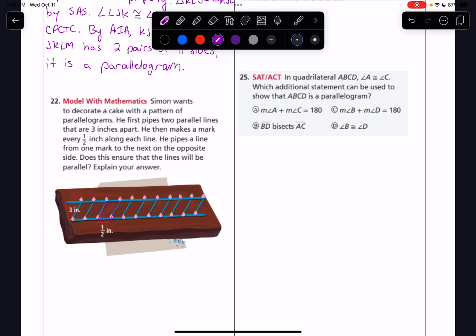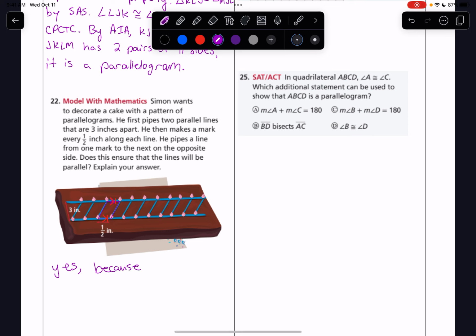Well, if we look at each of these parallelograms in turn, we can see that one pair of the sides is parallel. He piped those two sides parallel. He piped these two sides parallel. And since he made the marks every ½ inch, those two sides are also congruent. So, yes, they're parallelograms, because one pair of the sides on each quadrilateral are both congruent and parallel.